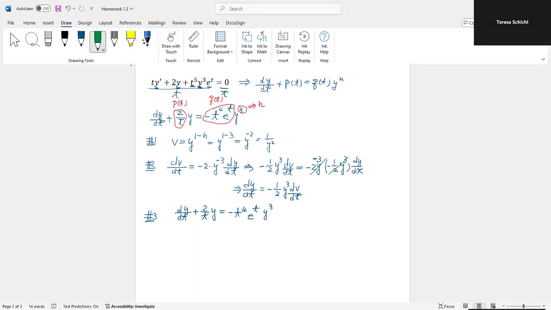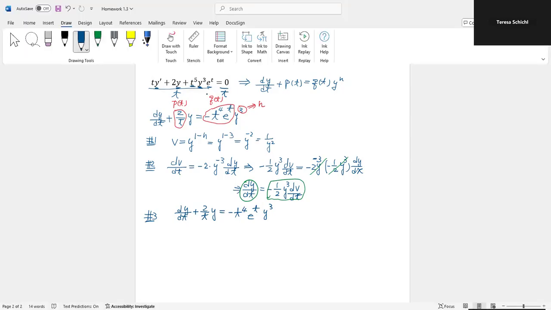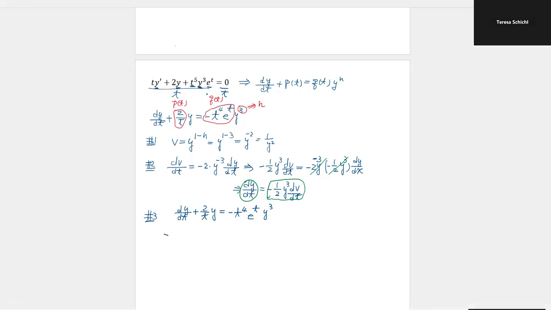So here I want to replace dy/dt with this expression from my equations here. Okay, so now let's do that. dy/dt is equal to negative 2y cubed dv/dt. All the other terms remain the same, so 2ty is equal to negative t^4 e^t y cubed.